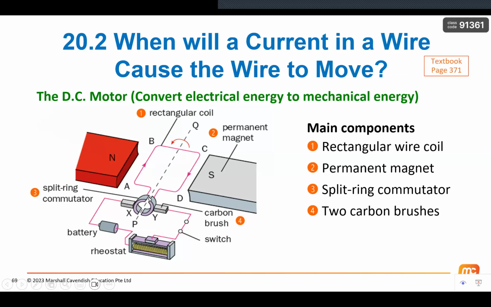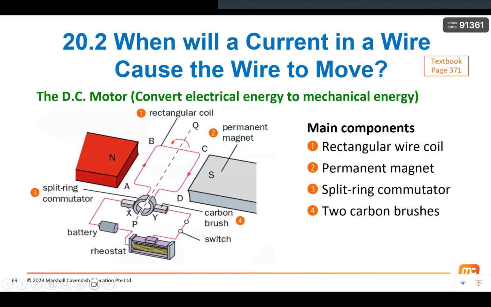One very important feature of a DC motor is that it uses a split ring commutator. This split ring commutator is very important to ensure that this rectangle coil will continue to rotate in the same direction throughout the entire time that the motor is switched on. We will go in depth to elaborate on the function of this split ring commutator, but you need to learn how to spell split ring commutator as well.